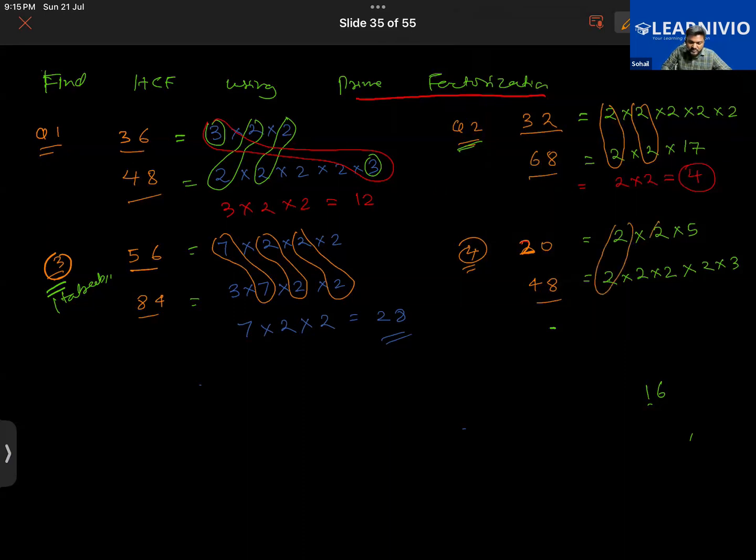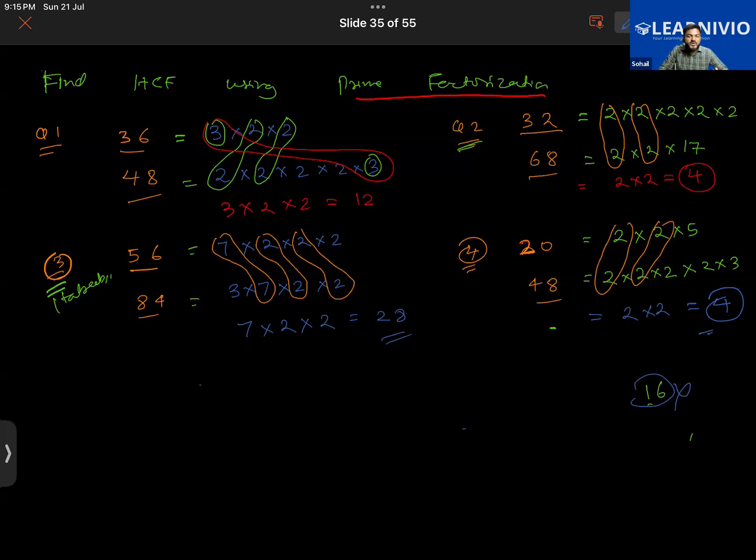This 2 is common and this 2 is common. Only 2 twos are common here. Getting it now? No other numbers. So simply find their product, which is going to be 4. Understood this one, Sumaya? It's not 16, it's 4. Okay.